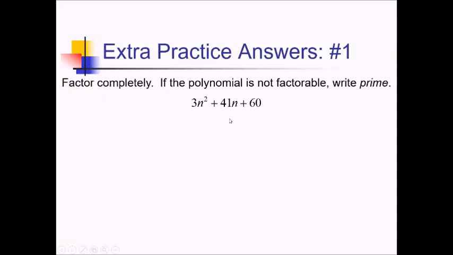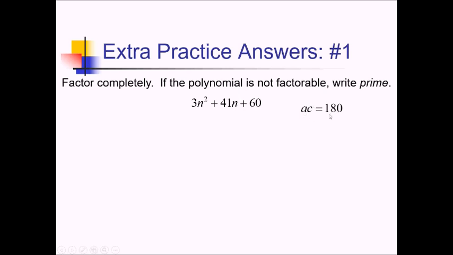For this trinomial, since I noticed that my a value is not 1, I have to try taking out a common factor. It looks like I can't though, because 41 is not divisible by 3. So let me go to my AC method. 3 times 60 gives me an AC value of 180. And now I need factors of 180 that add up to 41.